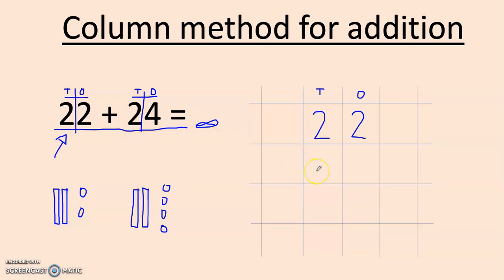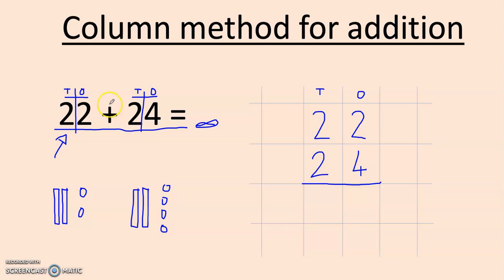To put that again into my column method, this time, instead of being on the right hand side, I'm just going to put it straight underneath. So I'm going to put my tens underneath the tens column, and I'm going to put my ones in the ones column. Now I've got my 2 numbers lined up. I'm just going to put a line across the bottom. This tells me that underneath is where my answer is going to be.